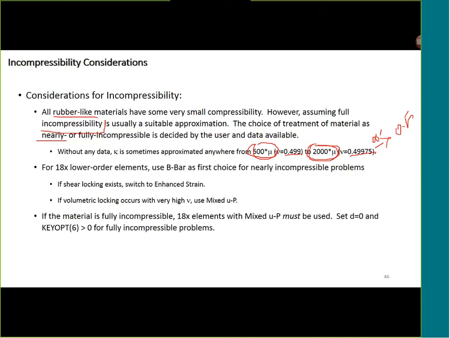As we have seen in the first part, the more the bulk modulus increases, the more the Poisson's ratio approaches 0.5. Again, when you are approaching incompressibility, there is a high chance of shear locking or volumetric locking. You have to choose the appropriate element formulation, either the enhanced strain or the u-P formulation, which was discussed quite extensively in part 1 of this seminar.